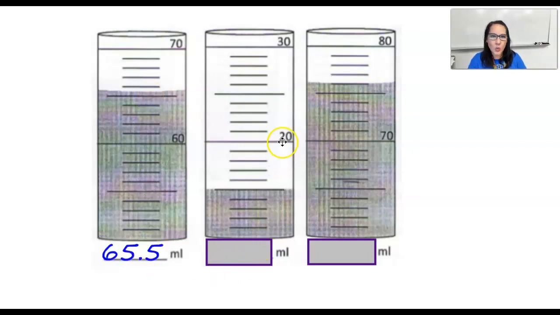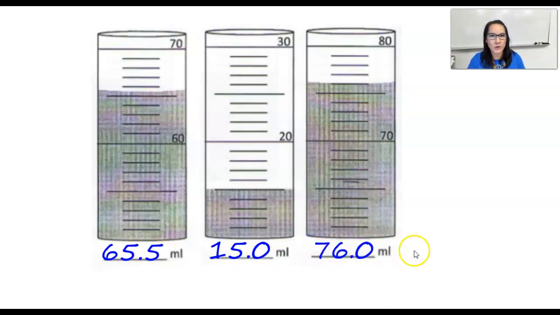Next, that's a 20, which means this right here must be where 10 is, so this is going to be 10, 11, 12, 13, 14, 15. But when it's right on the line, you've got to add that one more 0, so it's going to be 15.0. This one is 70, 71, 72, 73, 74, 75, 76. It's right on the line, so it's going to be 76, and I'm going to add that 0.0.